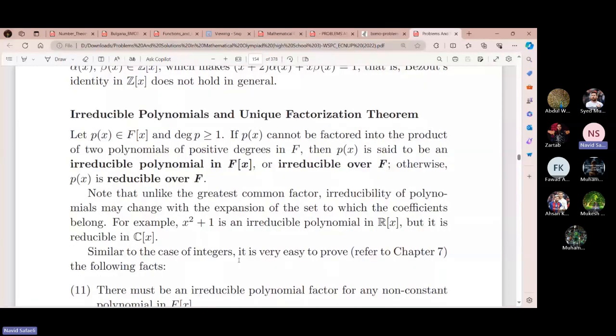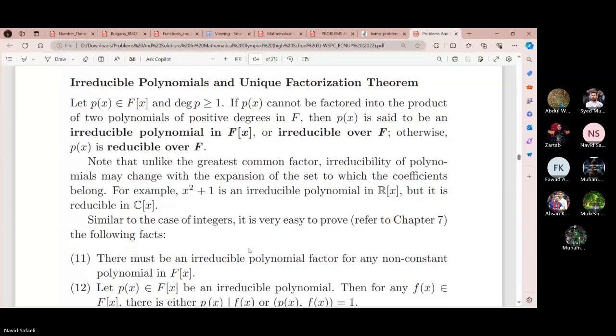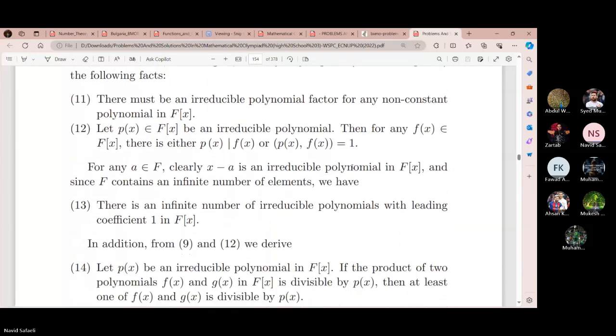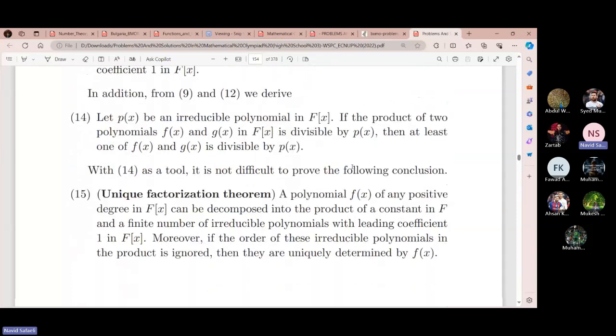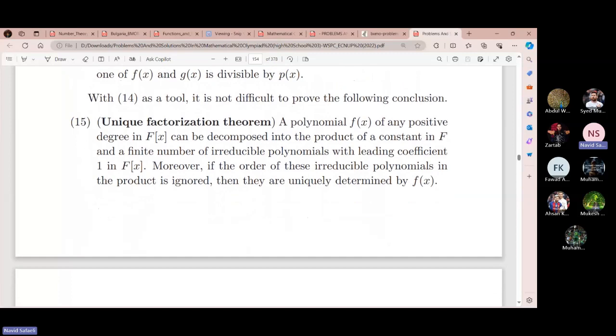Finally, we have some definitions about irreducible polynomials and unique factorization. By irreducible polynomial, which is similar to prime numbers, over F. So for any irreducibility, we need a field. We mean a polynomial which cannot be factored anymore. This is very similar to prime numbers. And in the field of polynomials, we also have unique factorization.